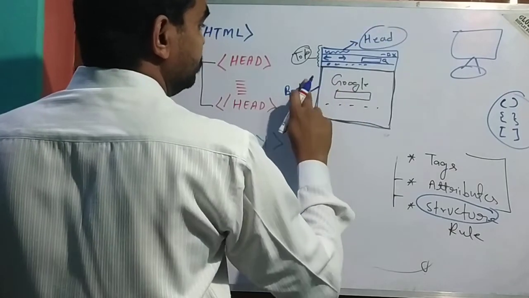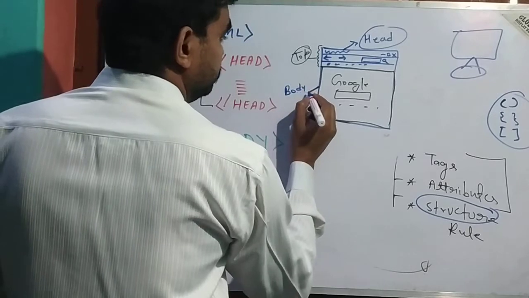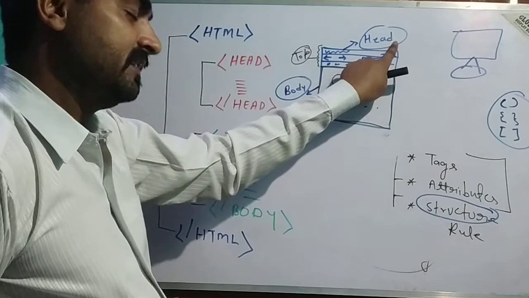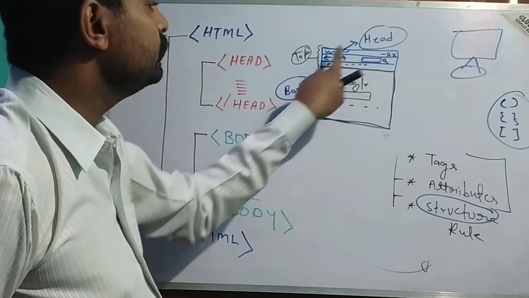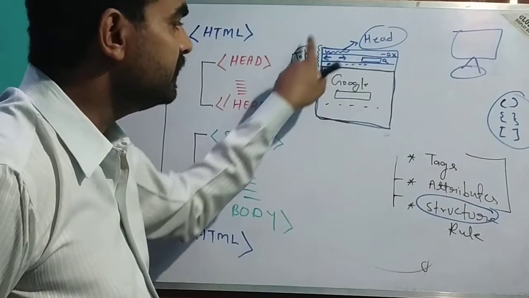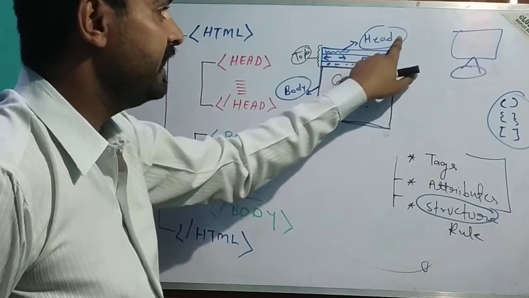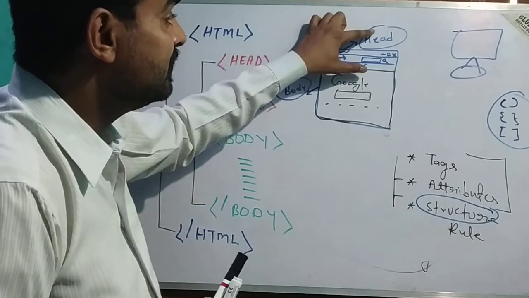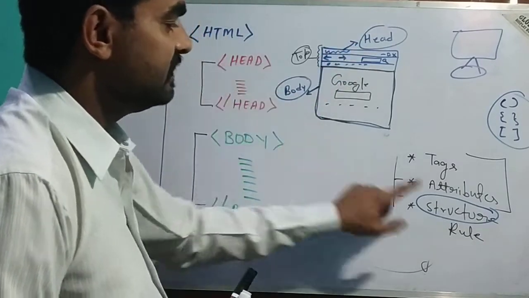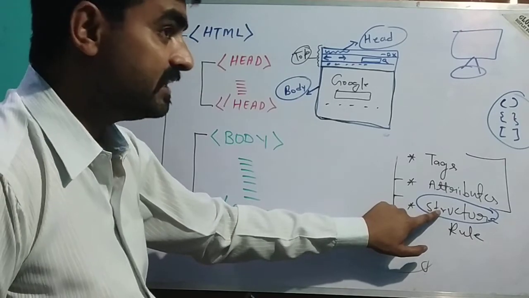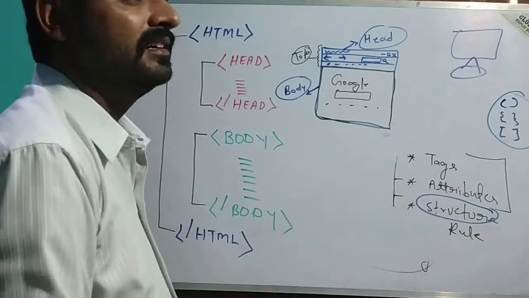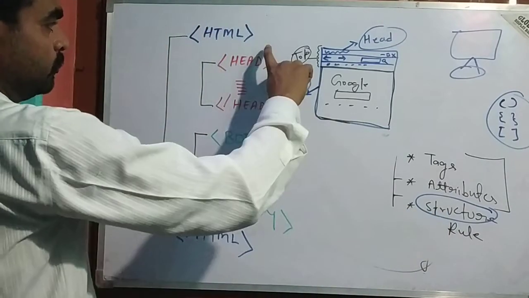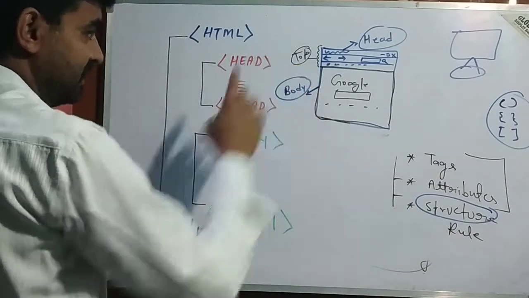So student, body, head. Yes student, there are two basic components of a particular web page, the head part and the body part, and these two parts are the structure of HTML pages. These two parts are the components of web pages. So two components, two major tags.